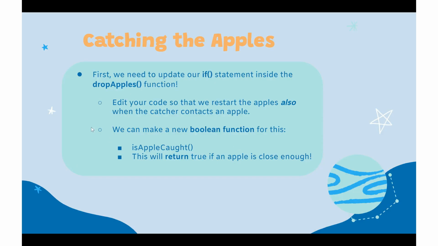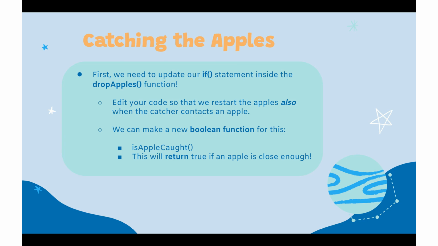All right, so first we need to update our if statement inside of the dropApples function. This way, when the if statement is true, it will already have the restart apples function inside, and so it will just call that and it will restart the apples. But we need to edit the if statement so that it also restarts the apple when the catcher contacts an apple.